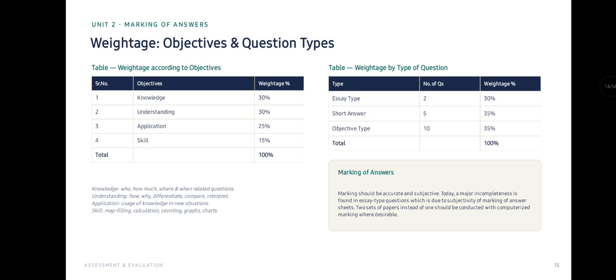Marking of answers. Marking should be accurate and objective. Today, a measure of incompleteness is found in essay type questions, which is due to subjectivity of marking of answer sheets. Two sets of papers instead of one should be conducted, with computerized marking where desirable.